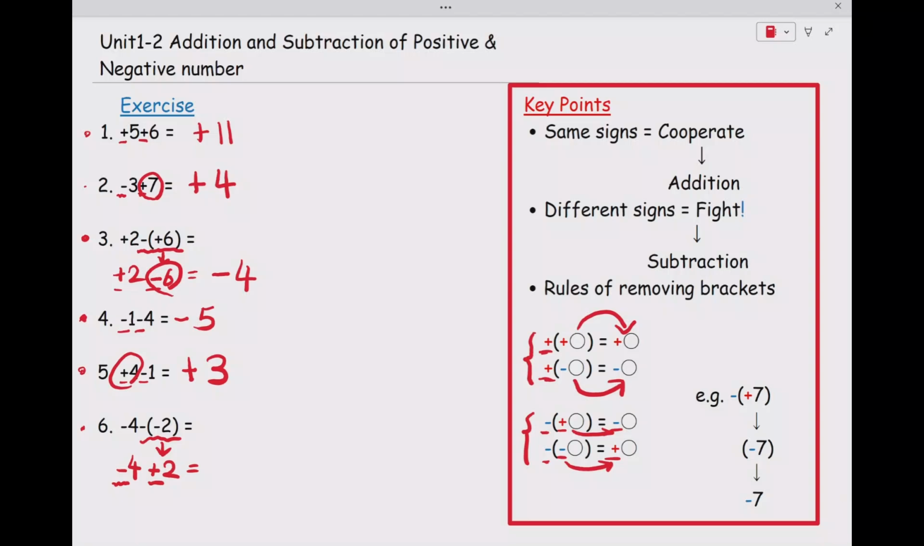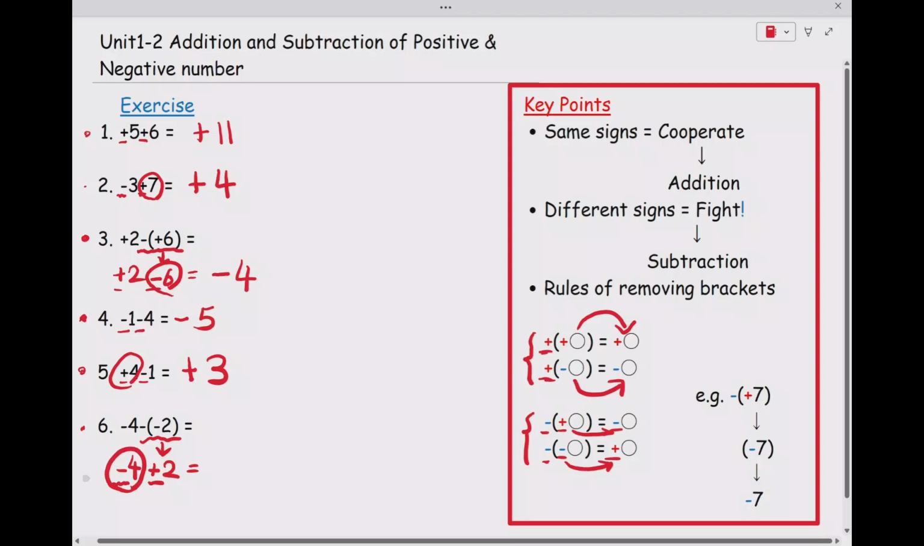First, which team has the bigger number? The minus team is 4, and the plus team is 2. So, in this case, the minus team has the bigger number, and therefore the minus team wins. So, the sign for the answer is going to be minus.